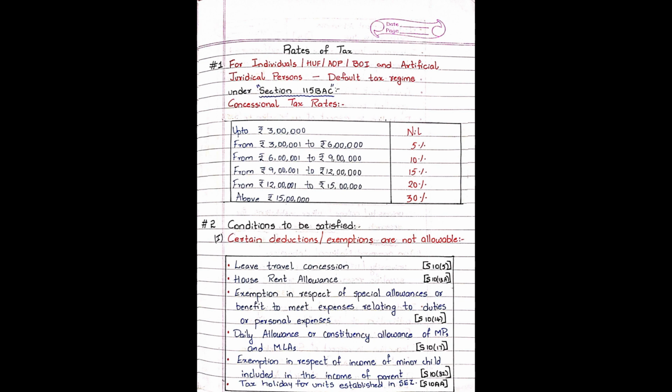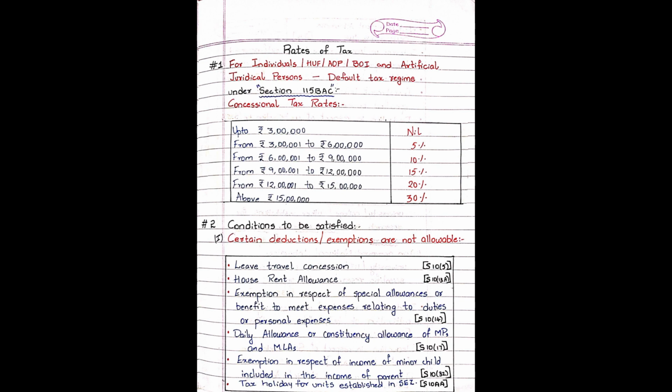But to pay tax under the default tax regime, the assessee has to forgo a few exemptions or deductions that are otherwise claimable as per the normal provisions of the Annual Finance Act. So that means the assessee cannot claim certain deductions or exemptions if he pays tax under the default tax regime, that is under section 115BAC.